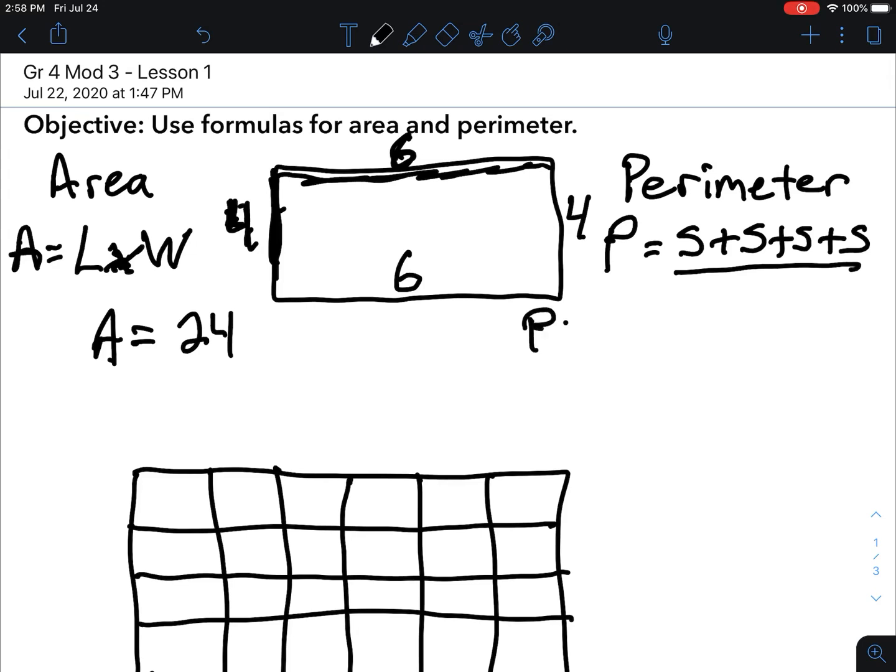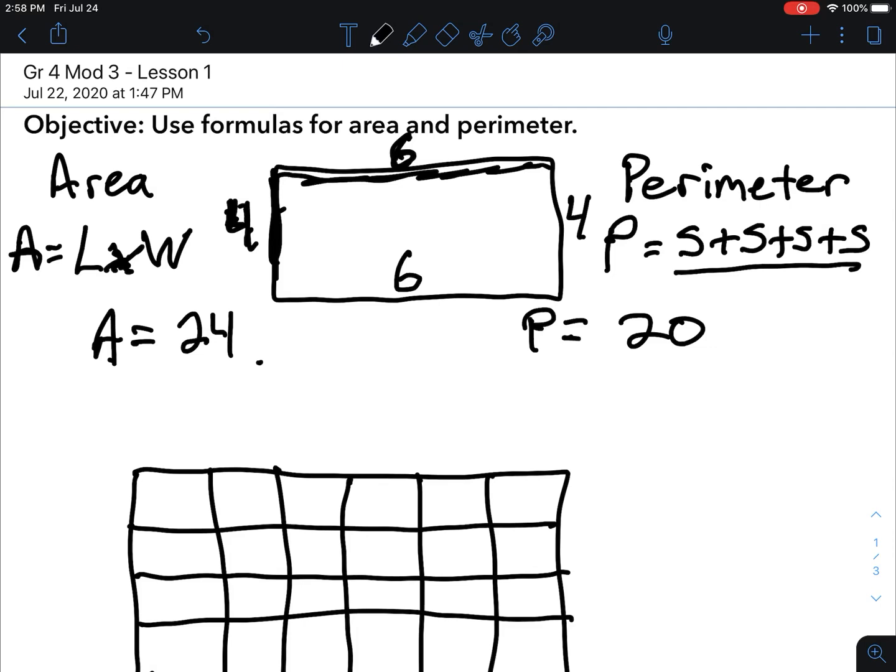So to find the perimeter, you're adding the four sides together. So what is the perimeter of the rectangle? That's right, it's 6 plus 4 is 10, and another 6 plus 4 is another 10, so the perimeter is 20.